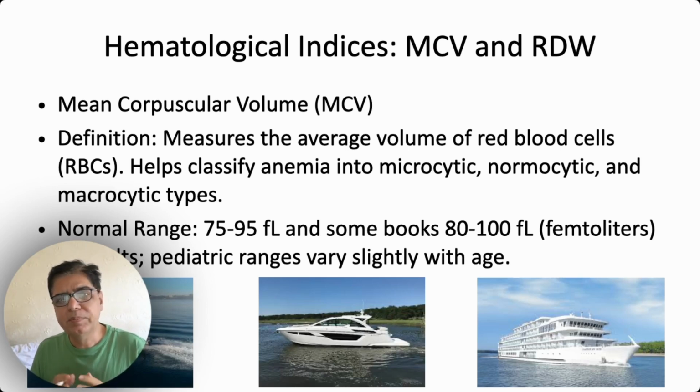And again, it depends from book to book. Some books say 80 to 100 is the normal average size of a human RBC. Some say 75 to 95. So every lab can have a different value, and it depends. You can either take 75 to 95, depending on whatever reference range is used by the lab, or 80 to 100. Again, as I said, different books have different values.